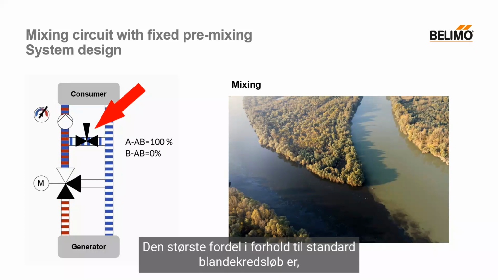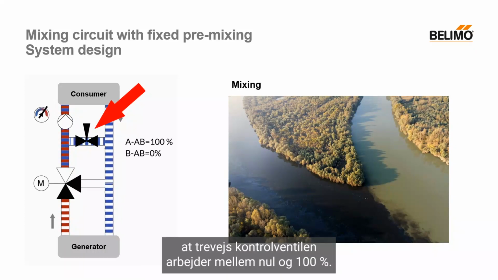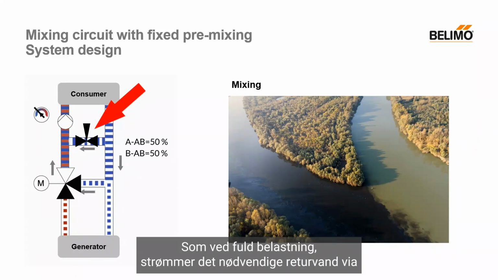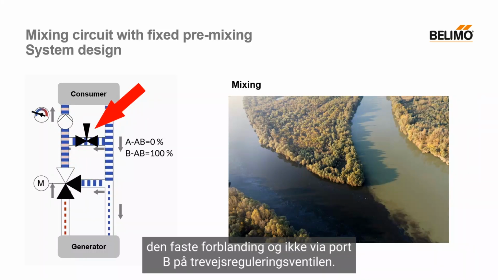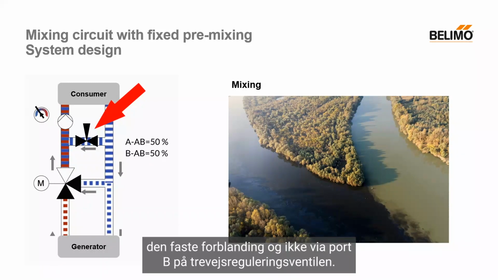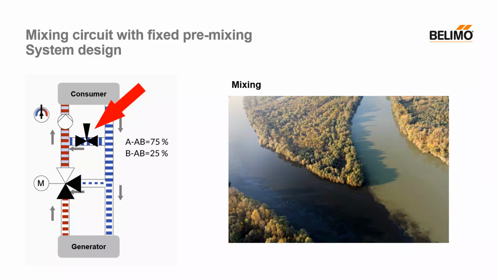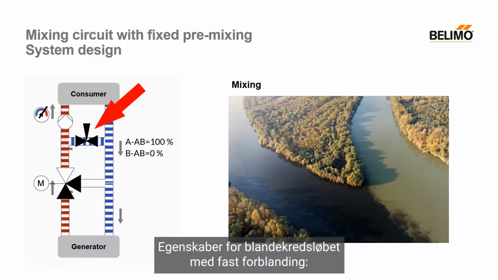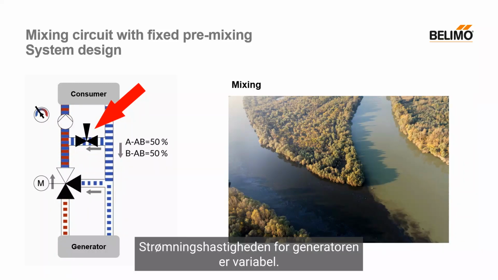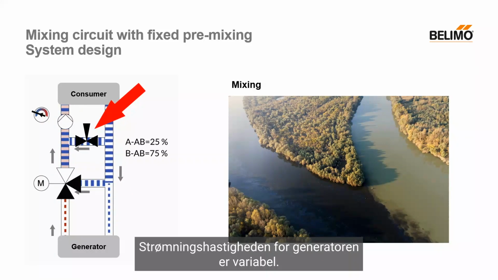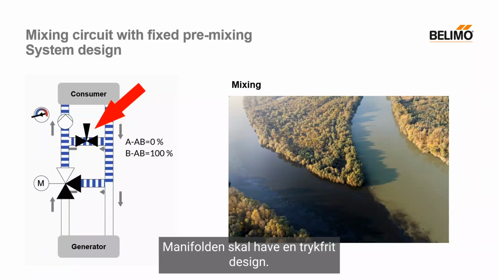The current output at the consumer is controlled by means of a temperature change with a constant water quantity. The main advantage over the standard mixing circuit is that the three-way control valve works between 0 and 100%, as, at full load, the required return water flows via the fixed premix and not via port B of the three-way control valve. Properties of the mixing circuit with fixed premixing. The flow rate at the consumer is constant. The flow rate at the generator is variable. The manifold should have a pressureless design.